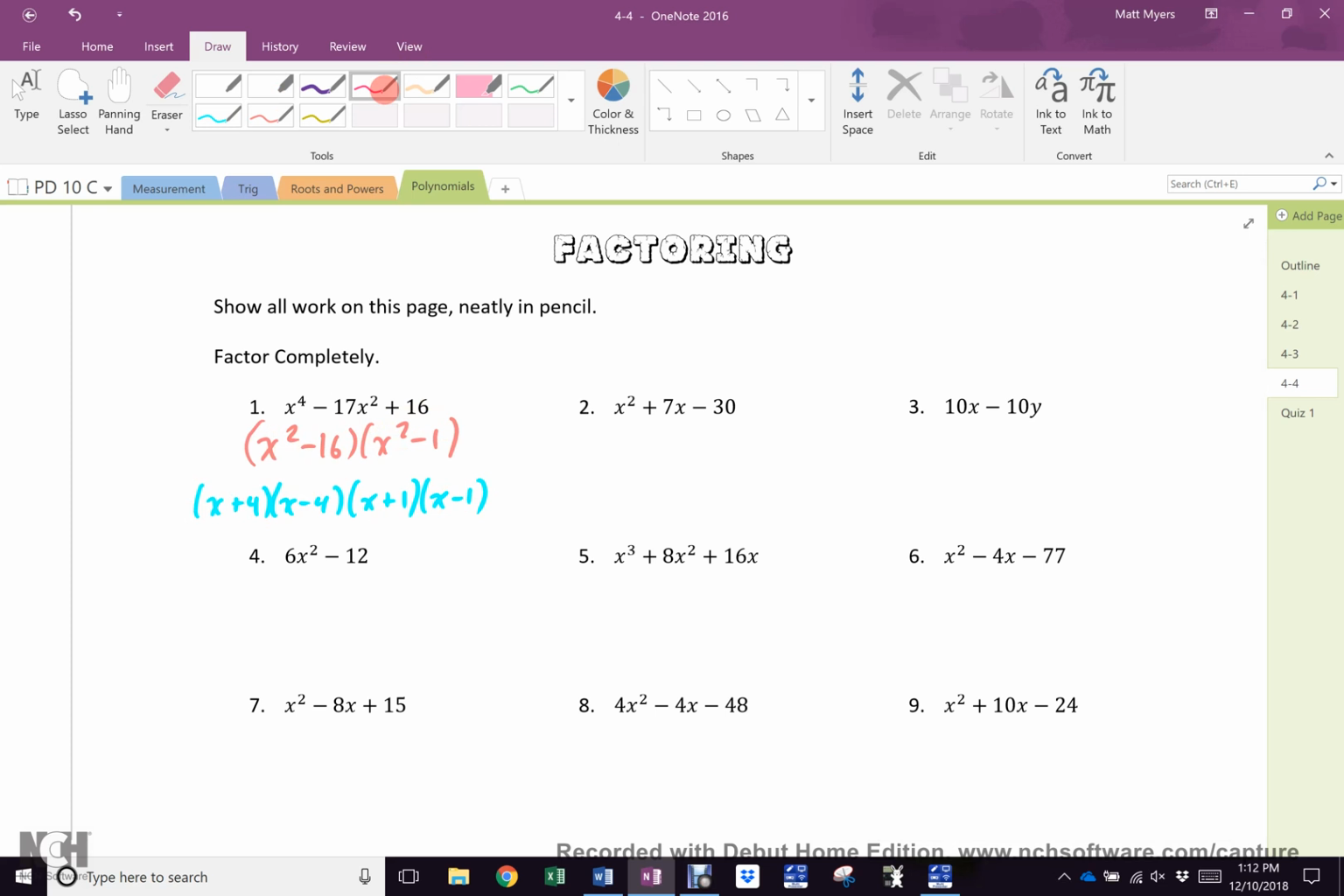Everybody good? Yes. When do you stop factoring? When you cannot factor anymore. Why do you need to factor the 1? What would you factor it to? Well, why do you need to do the x plus 1, x minus 1 thing for the 1? Because x times x is x squared. X times negative 1 is negative x. X times positive 1 is positive x. And 1 times 1 is negative 1. Oh, okay.